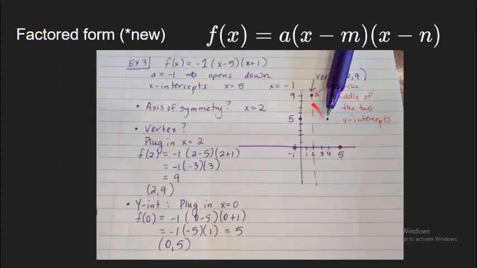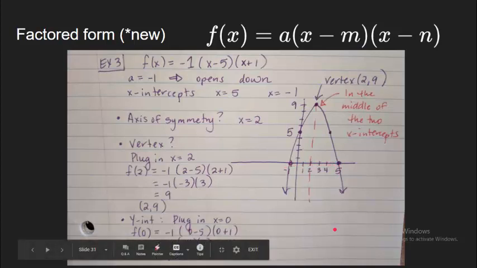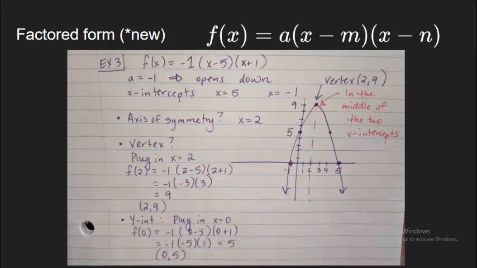And now this opens down. We already knew that. We already said that because of the a value. So go ahead and sketch it. This is really a nice form to have because often we care about these x-intercepts. They're the solution to whatever problem we're trying to solve. We'll come back to that more when we do some more application problems.